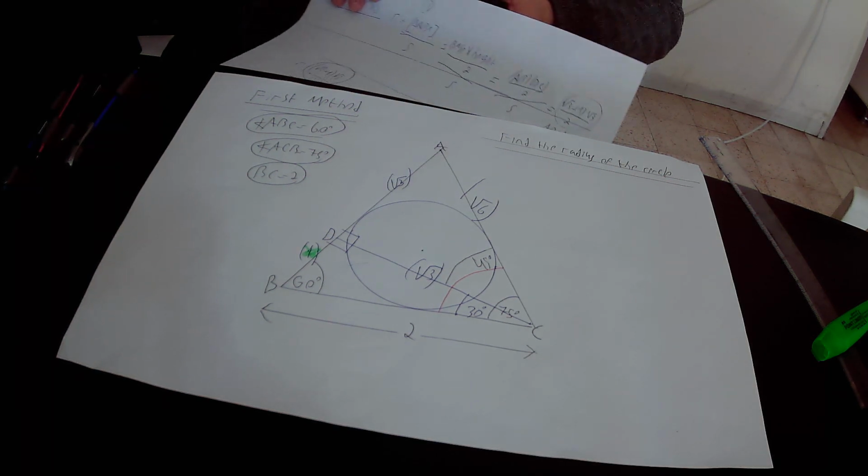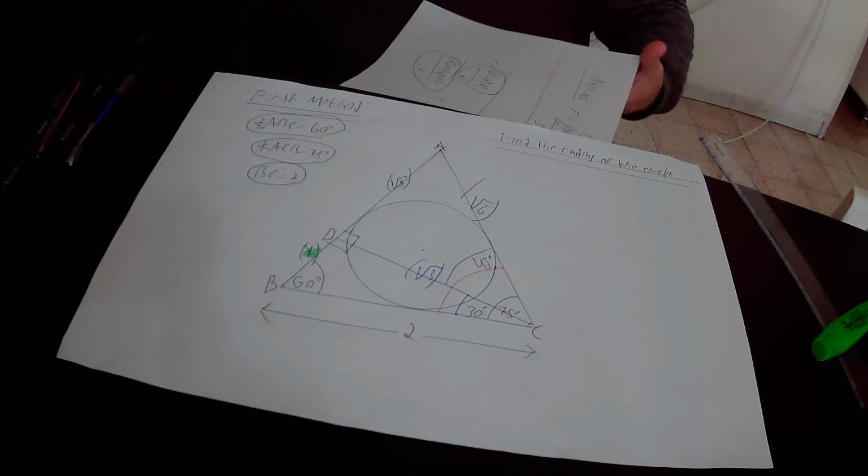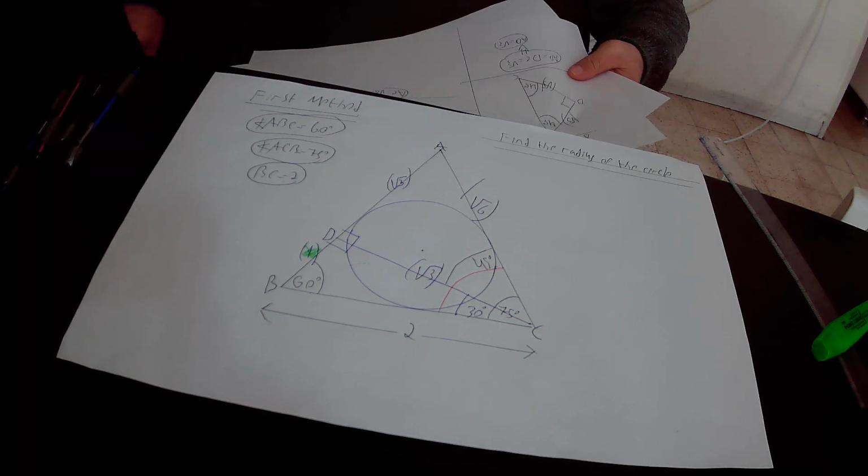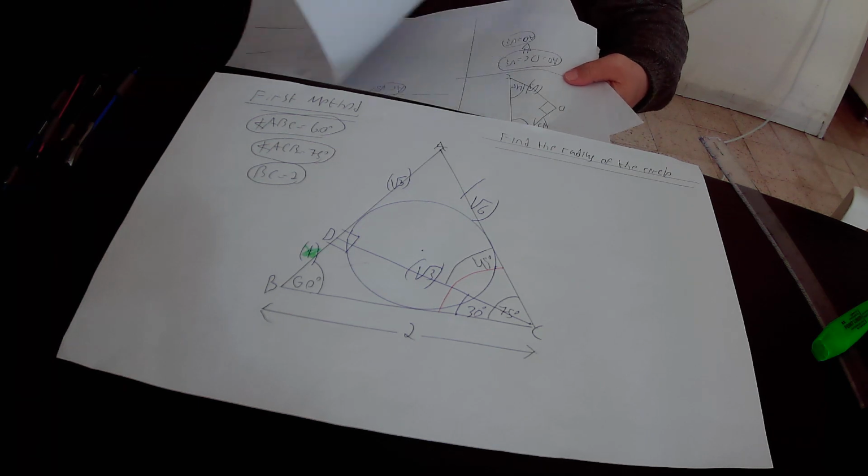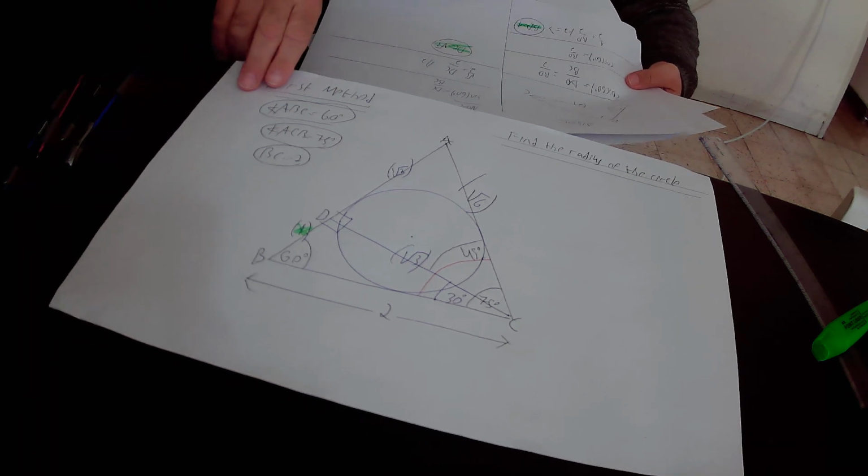We finished with the first method. In the next step, I presented how to find the radius R of this circle according to the second method.